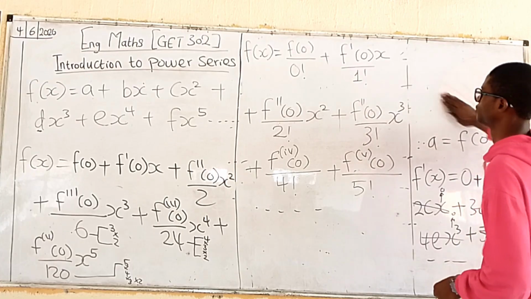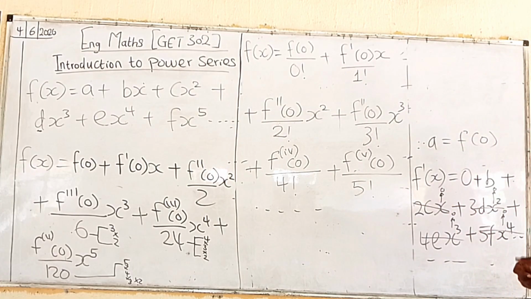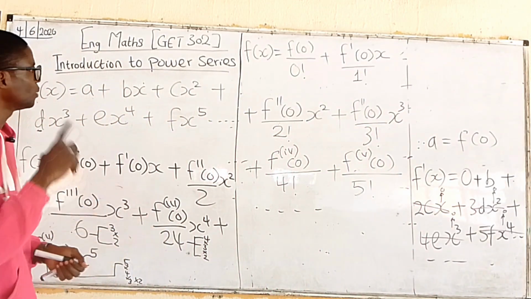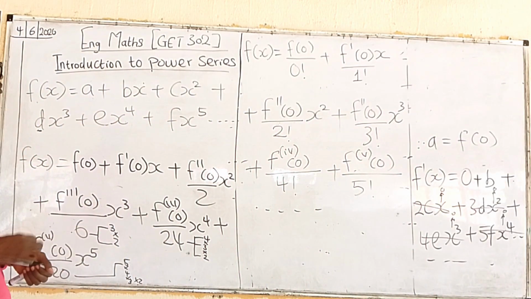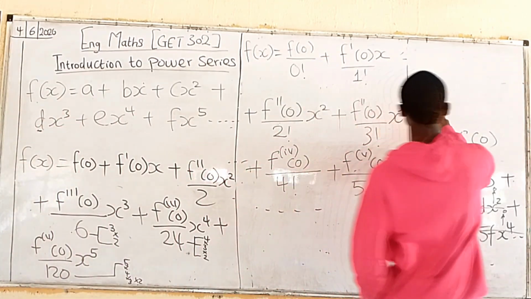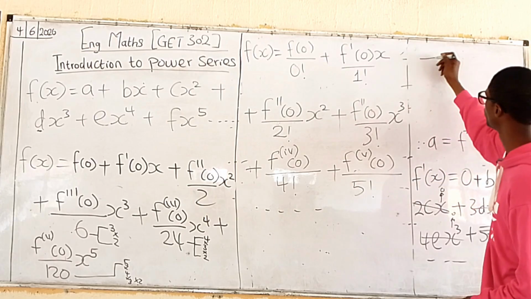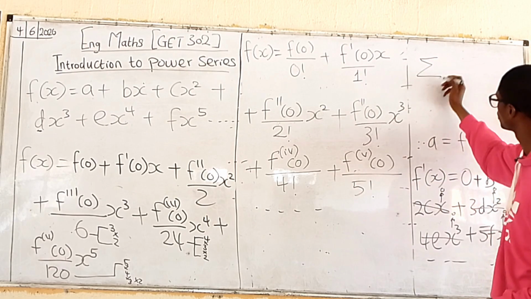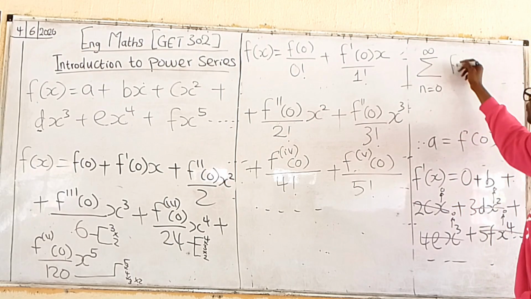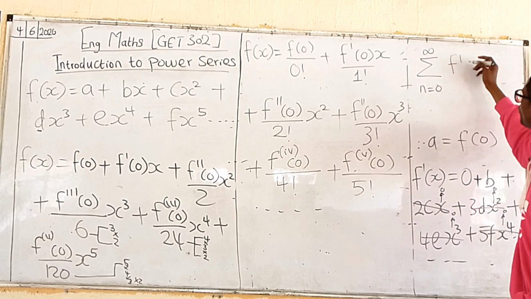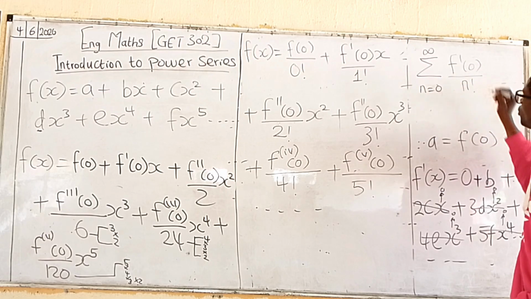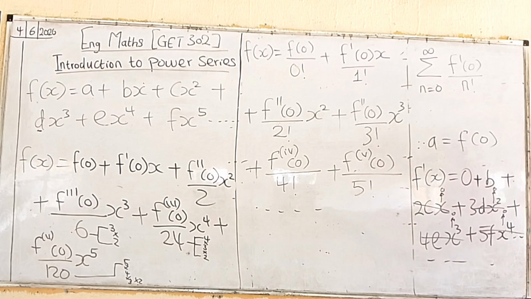We can also, if possible, do something. There is something coming to my head. We can take this as a generalized form. Let's see what it will be. We have the sum from n equals 0 to infinity of f prime of 0 all over n factorial. Will it work?